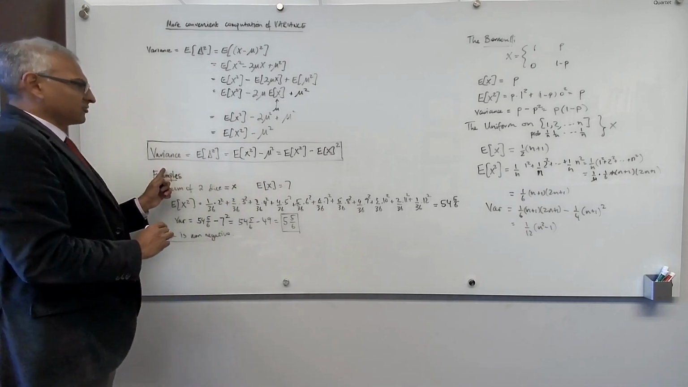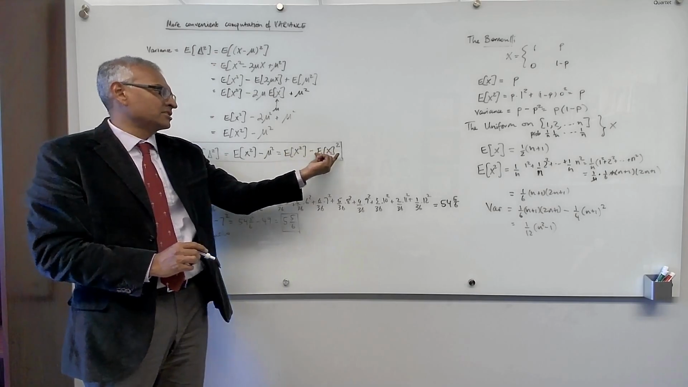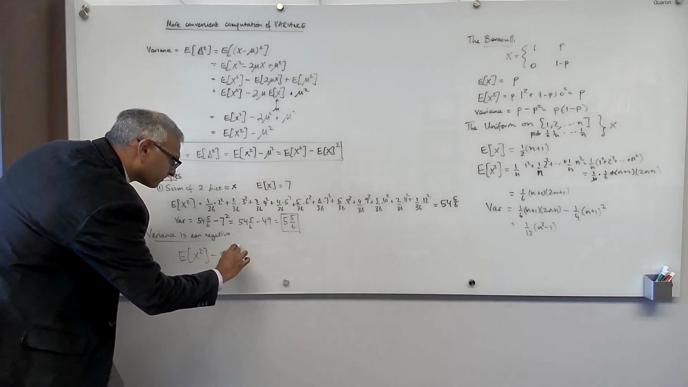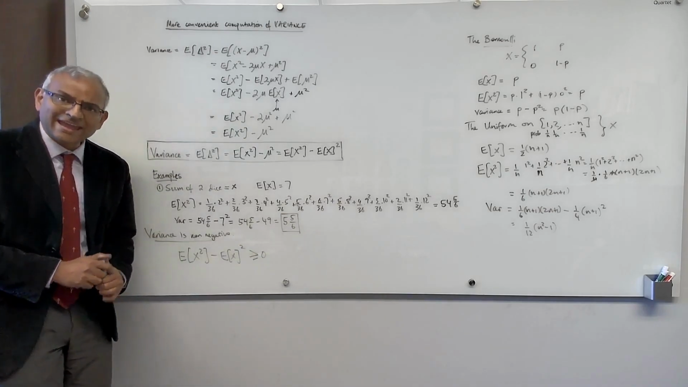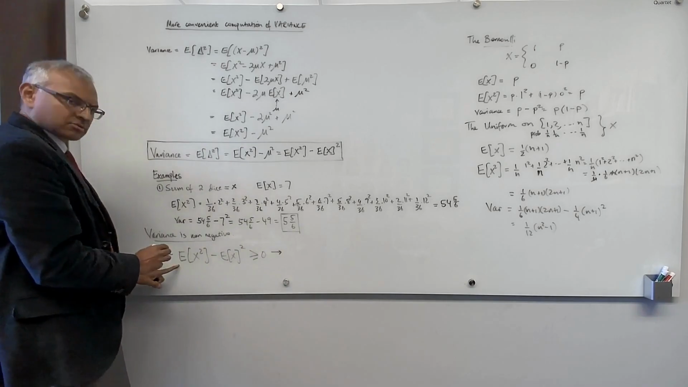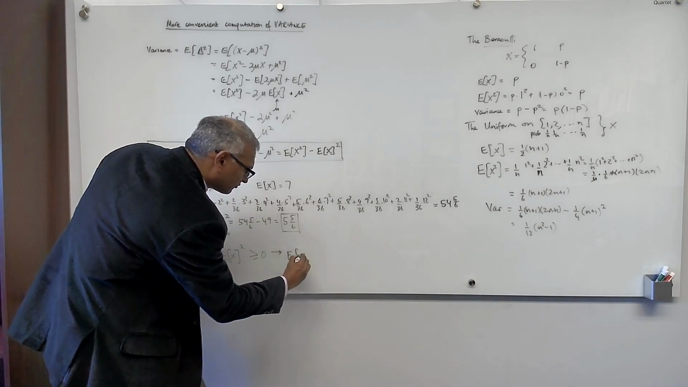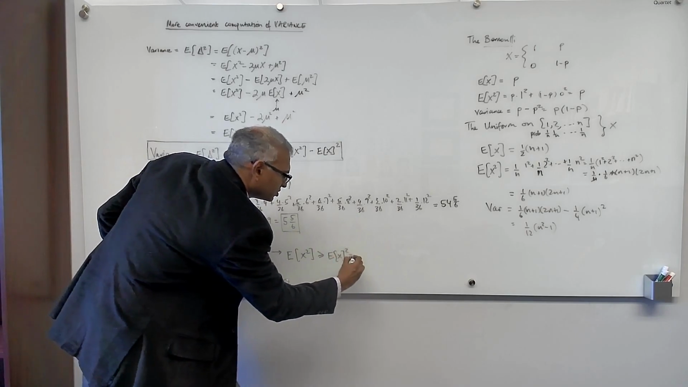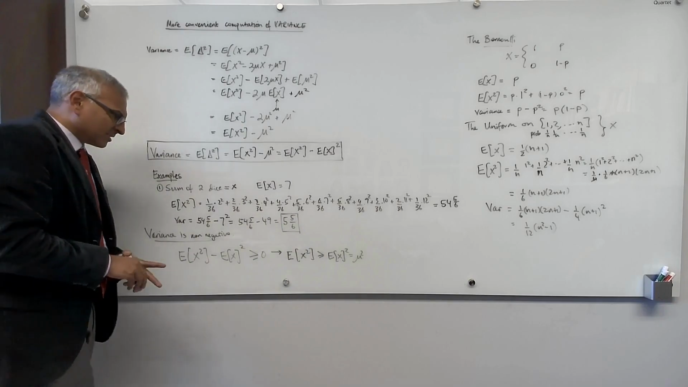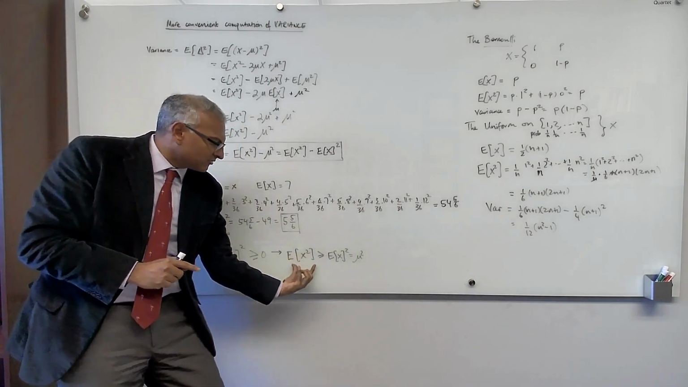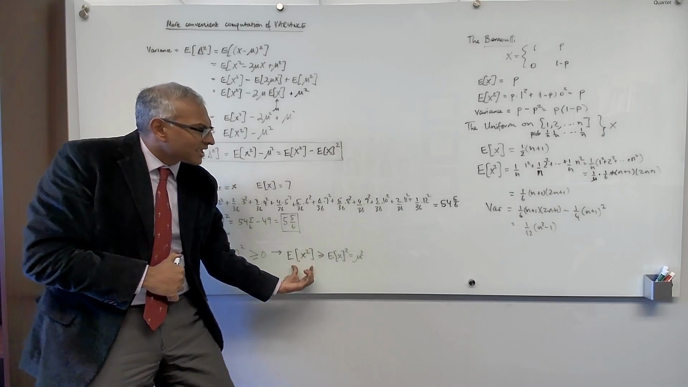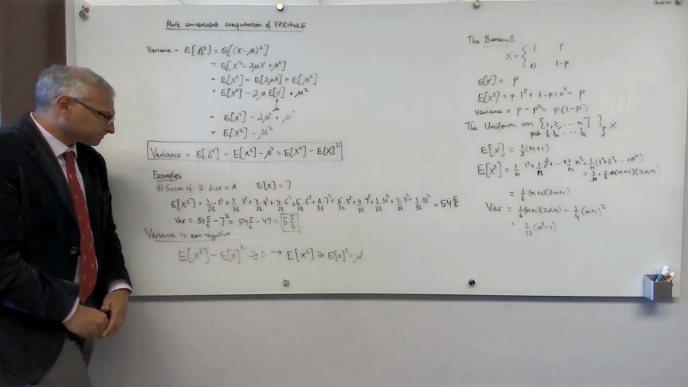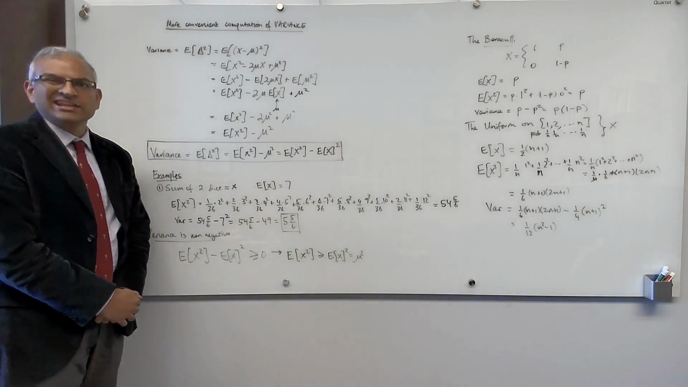So this formula that we have for the variance, the expected value of the square minus the square of the expected value, says that it has to be bigger than or equal to zero for any random variable. This means that the expected value of the square is always at least as large as the square of the expected value, which is mu squared. This is an important fact: for any random variable, the expected value of the square is always at least as large as the square of the expected value. Always.